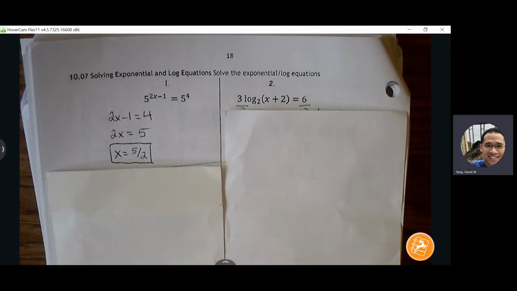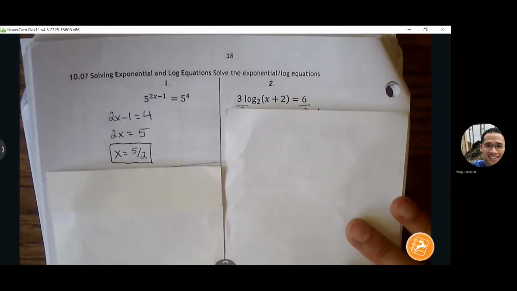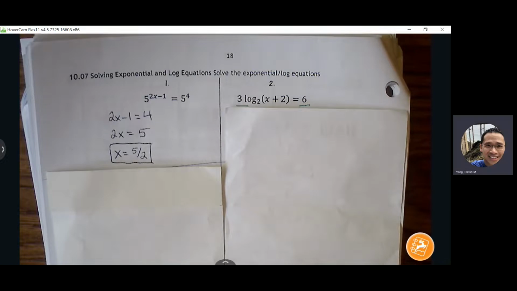Number 2. Right, first things first, how can I get that log base 2 of x plus 2 by itself, right? Yeah, divide by 3. Now, there are times when you're taking that 3 and you're moving it up as an exponent, but then there are also times where you're dividing it out, and it is a little bit of trial and error and just recognition, right?